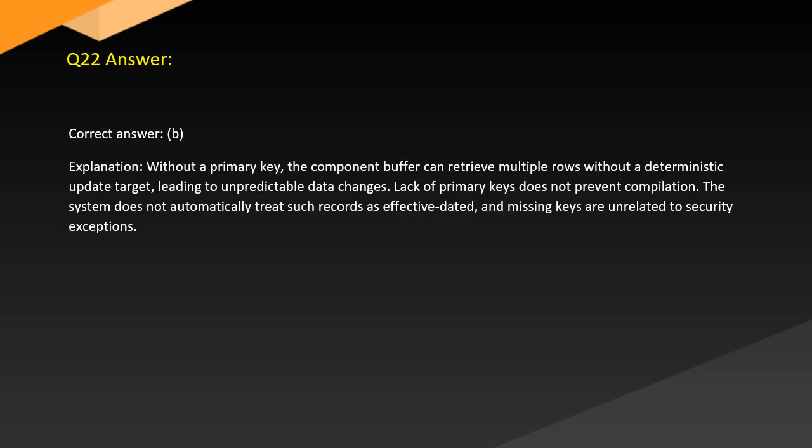Answer. Correct answer, B. Explanation. Without a primary key, the component buffer can retrieve multiple rows without a deterministic update target, leading to unpredictable data changes. Lack of primary keys does not prevent compilation. The system does not automatically treat such records as effective dated, and missing keys are unrelated to security exceptions.